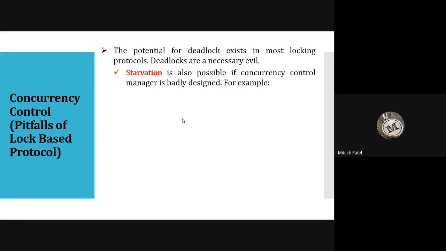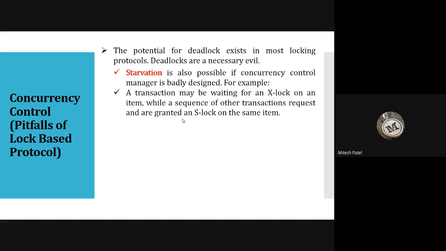In most locking systems, deadlock occurs and starvation is also possible. There are fewer chances of starvation, but if the concurrency control manager is designed badly, then starvation may happen. If the manager is not scheduling the transactions properly, then starvation is possible. Starvation is also possible if the concurrency control manager is badly designed.